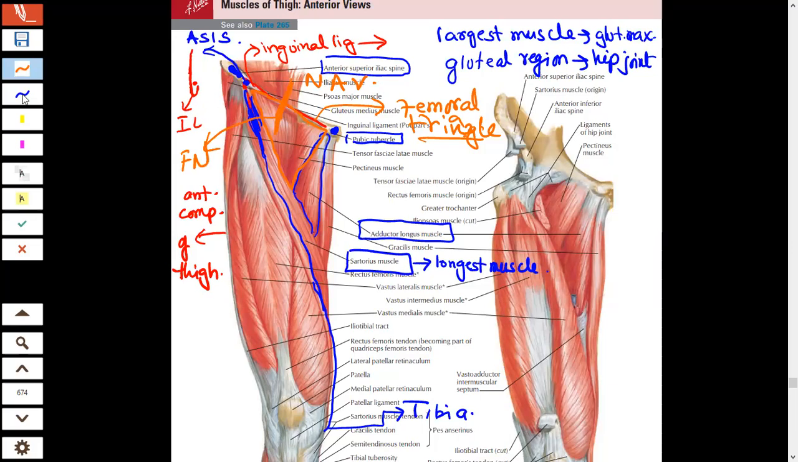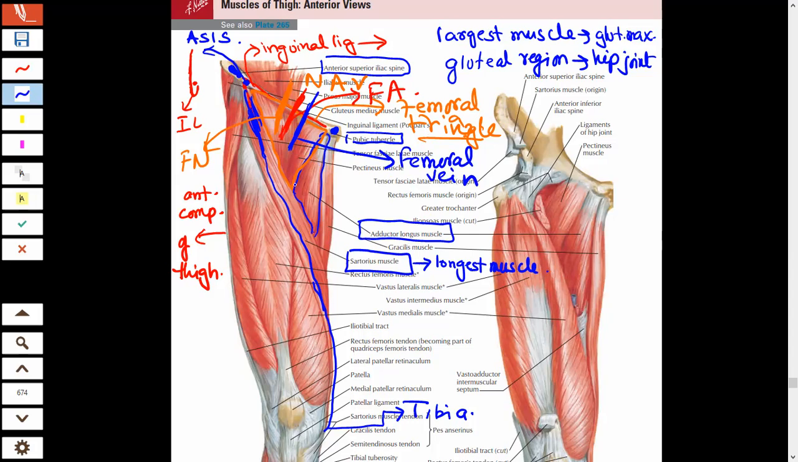Yes, absolutely right. First structure is femoral nerve. Second structure is femoral artery. And third structure is your femoral vein. Okay, so this is your femoral vein. So femoral artery, femoral vein, and femoral nerve. These three things are the contents of your femoral triangle.